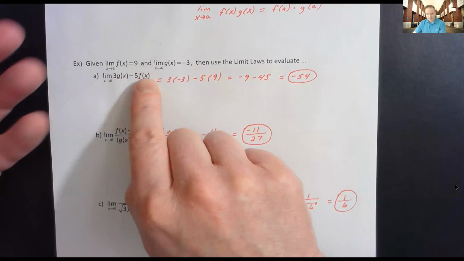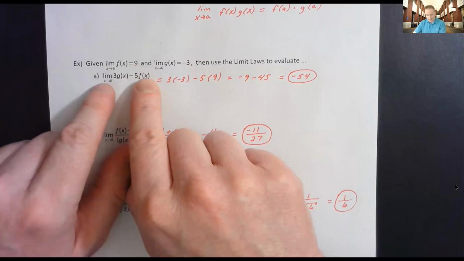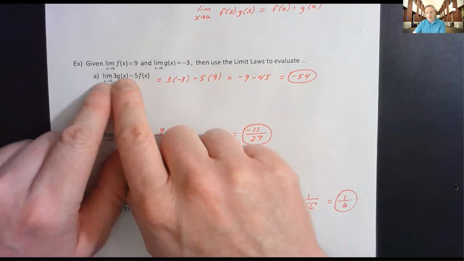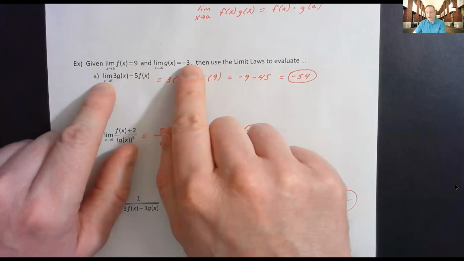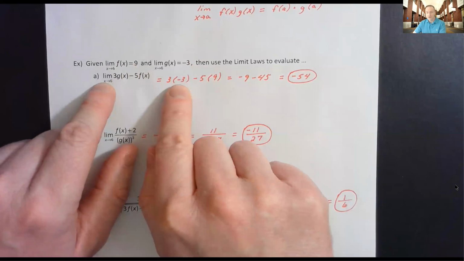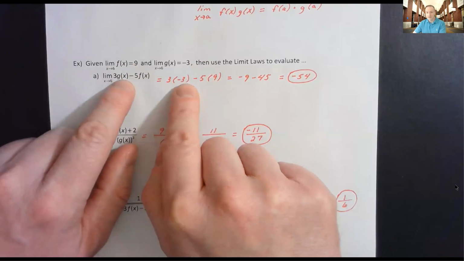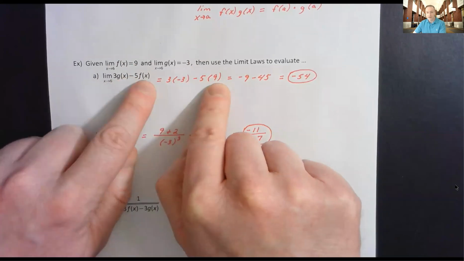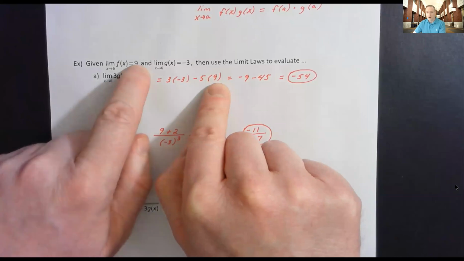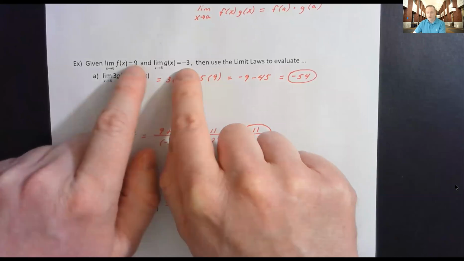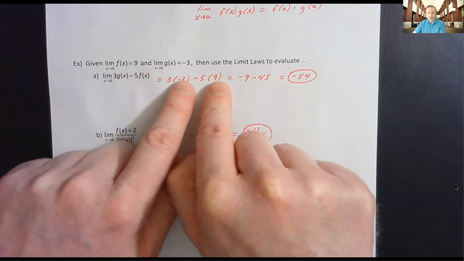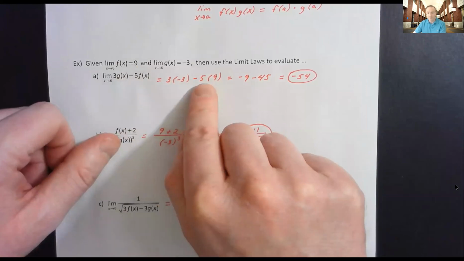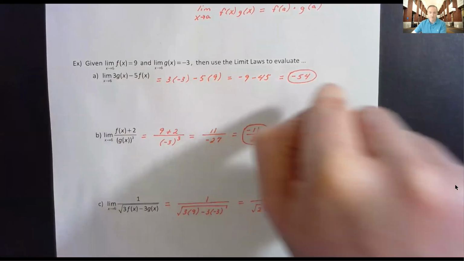Well, all I have to do is just say, anytime it's inside of a limit as x approaches 6, I know that I can replace the function g of x with a negative 3. That's exactly what I do. So 3 times g of x becomes 3 times negative 3. Then I have minus 5 times the limit as x approaches 6 of f of x, which we know is 9. So all I do is substitute what these two are equal to in our problem, and then it's just arithmetic after that. We have negative 9 minus 45 for minus 54.